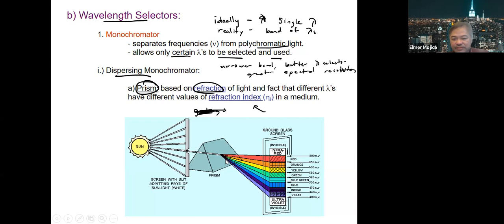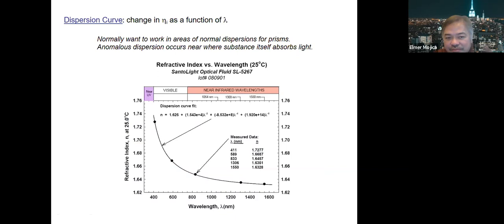Depending on the medium that you have, it will give you different refractive index at different wavelengths. You can look at the prism like a dispersion curve, a change in the refractive index as a function of wavelength. Normally you want to work in areas of normal dispersion for prisms. Anomalous dispersion usually happens near where the substance itself absorbs the light.